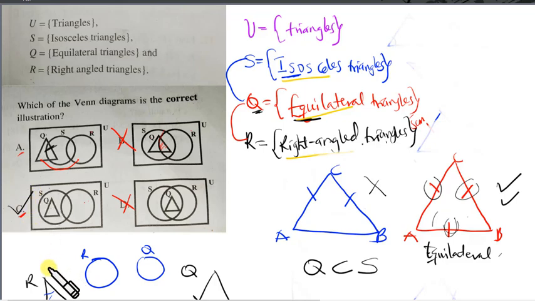So the correct answer is C, because all equilateral triangles are also isosceles, because if you take any two sides, they will always be equal. So that is how we solve this question, and thank you. We'll meet again.